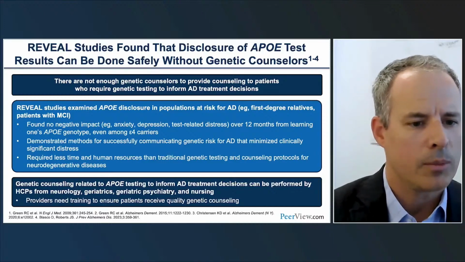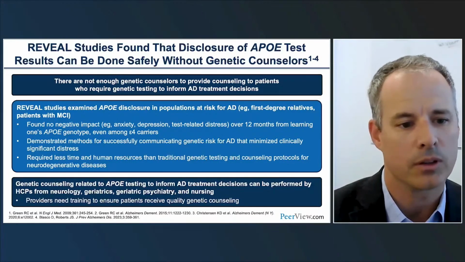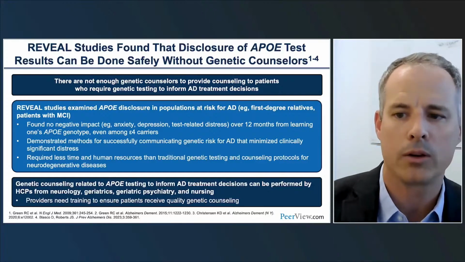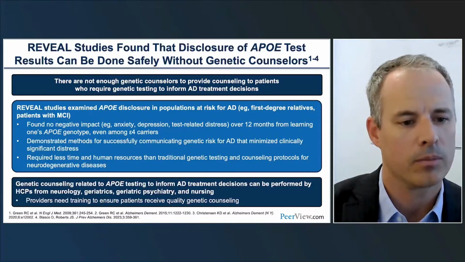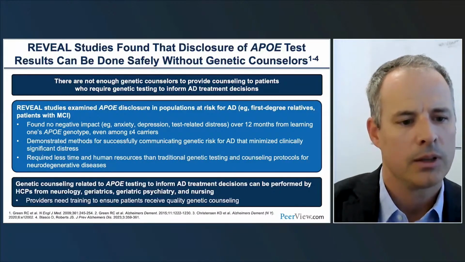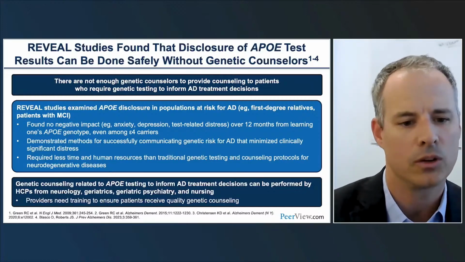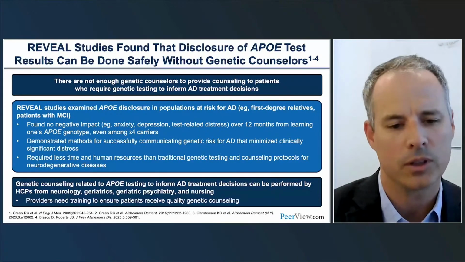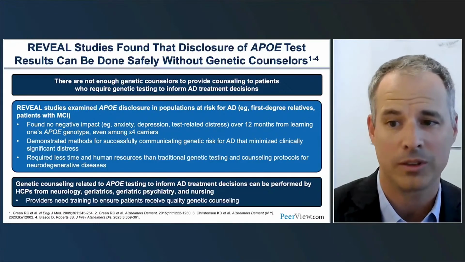These studies also demonstrated some methods for communicating this information to minimize clinically significant distress. And they show that, if a genetic counselor is not required to disclose this information, then it's a really big savings of human resources and time versus traditional genetic counseling. Now, certainly there are times when genetic counseling is appropriate if patients are particularly concerned. And I think doctors and providers need to be aware of that and discuss these things with the patient before the information is disclosed. Once it's disclosed, you can't go back.